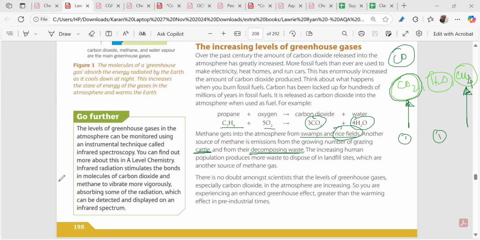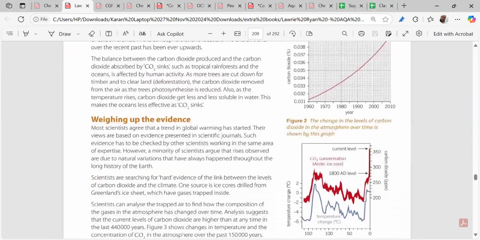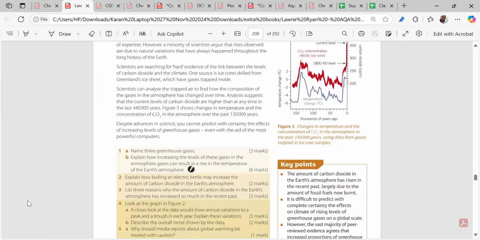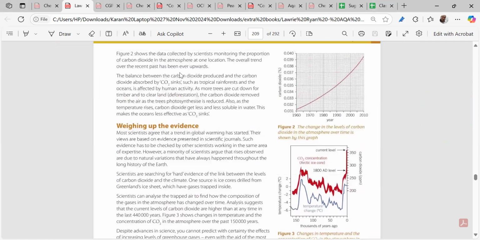Now, come to the part called the evidence. Please open your book to page number 199. These two graphs, write e to the power infinity, where I'm marking it. Go slow. Fine. So we are seeing that the carbon dioxide level is increasing.